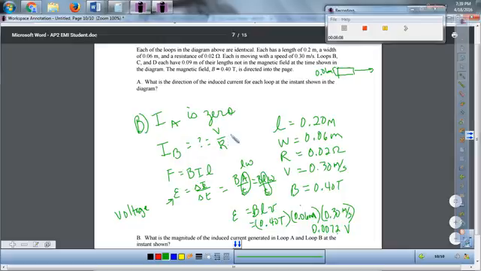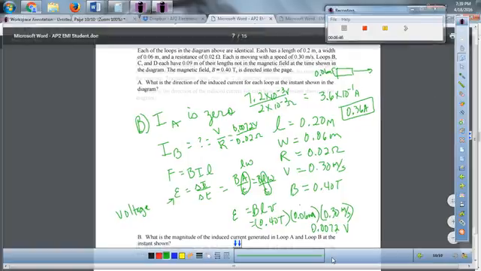V is 0.0072. R is 0.02 ohms. So that's the same thing as 7.2 times 10 to the minus third volts divided by 2 times 10 to the minus 2 ohms. So that would be 3.6 times 10 to the negative 1 amps, or 0.36 amps. So we finally got that figured out. Alright, so that's part B.